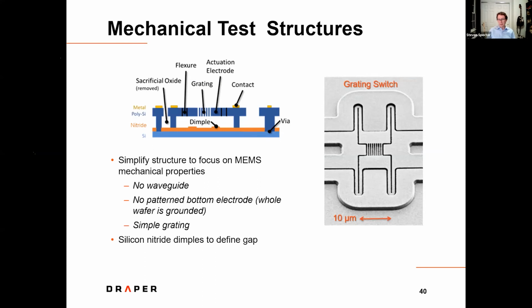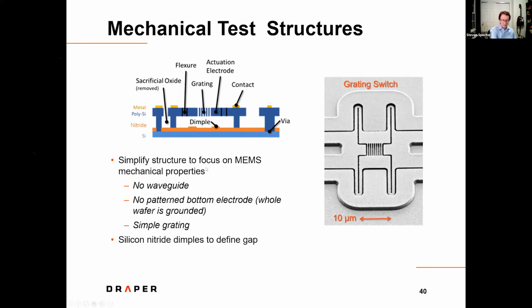We also did mechanical test structures. The tests I just showed tested the optics of the grating. Now we're going to test the mechanics of the grating switch, but there's no optics to this yet. It's just a mechanical test structure. We did this because we wanted to test this quickly. We didn't want to go through developing that full process before we understood how this was going to work. But don't worry, we'll get to the full process in a minute.